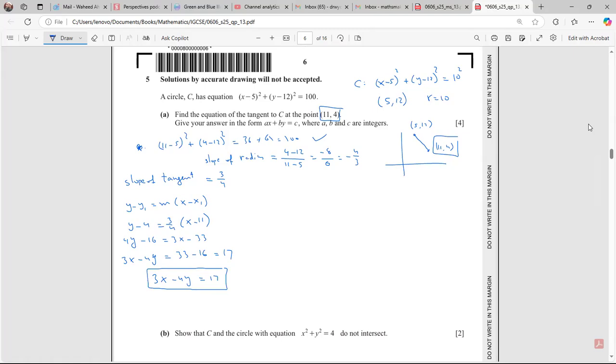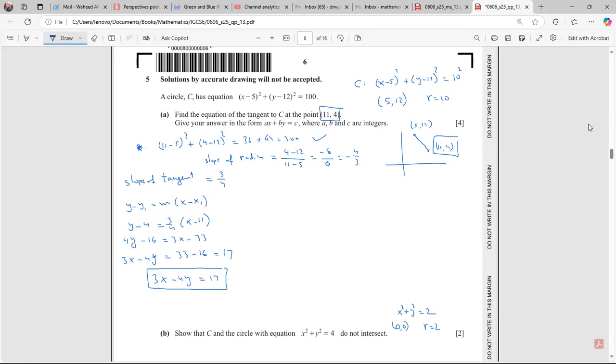Okay, easy. Now the next question is interesting, part B. There is another circle, x square plus y square equal to 4. So this circle has a center at (0, 0), right? And it has a radius of 2. Its center is (0, 0), and its radius is 2.